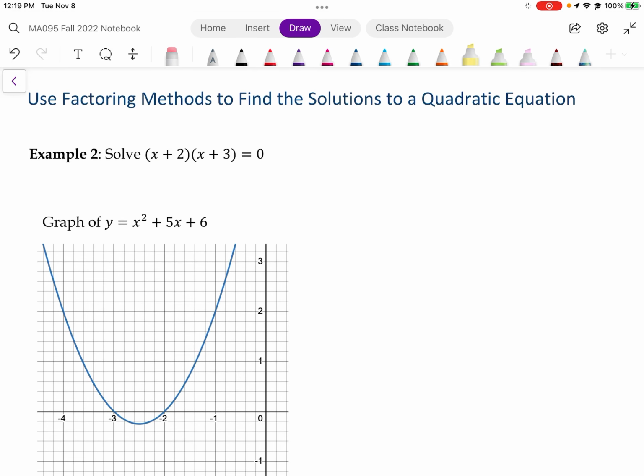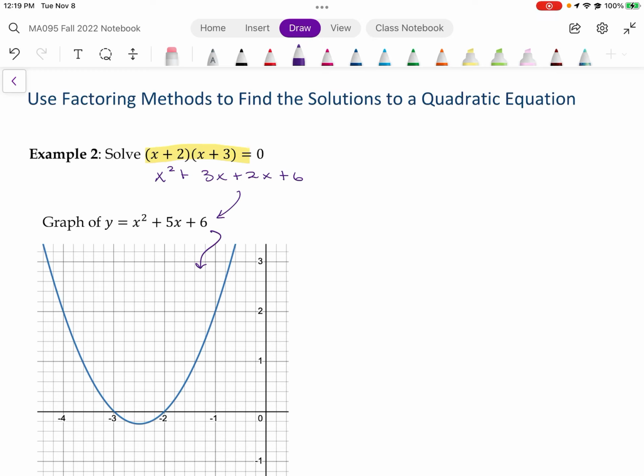Take a look at this, pause the video, look at this given equation right here that's already factored for us. And then if we worked it out, I'm going to FOIL it: outside is 3x, inside is 2x, and last is 6, we get this equation. So then I graphed it.